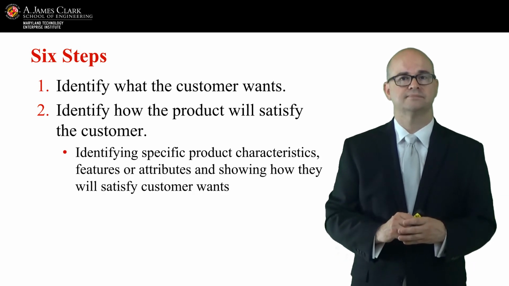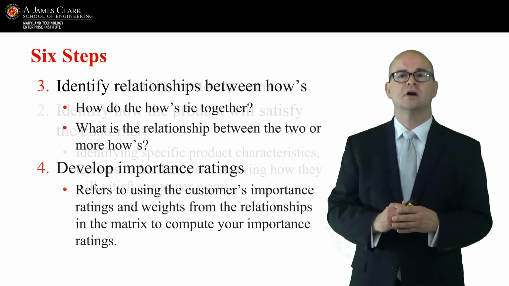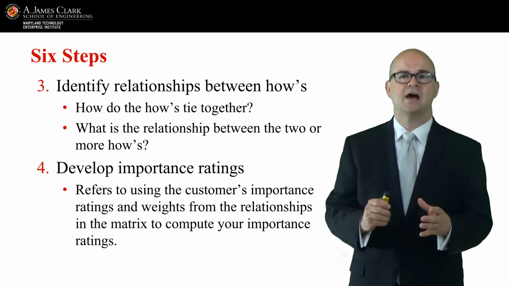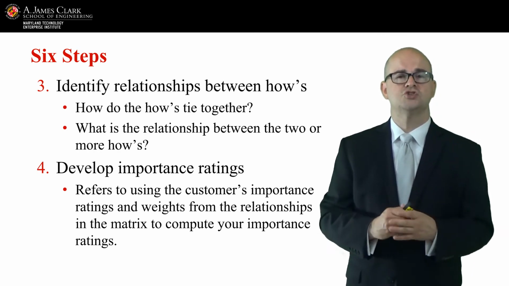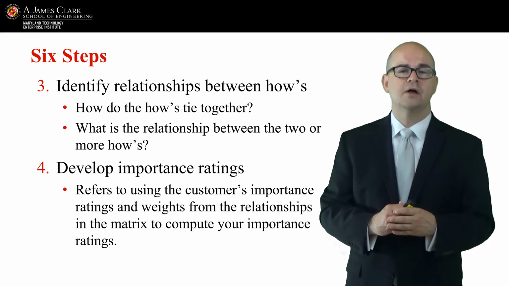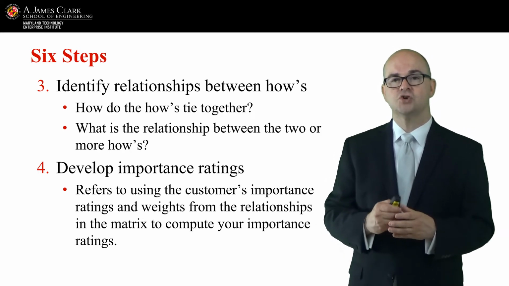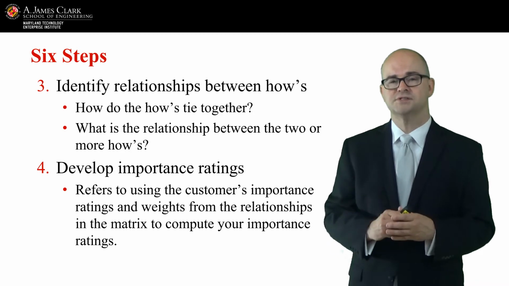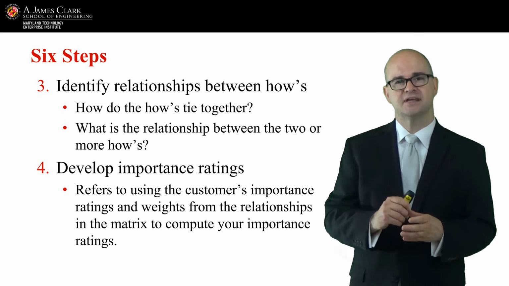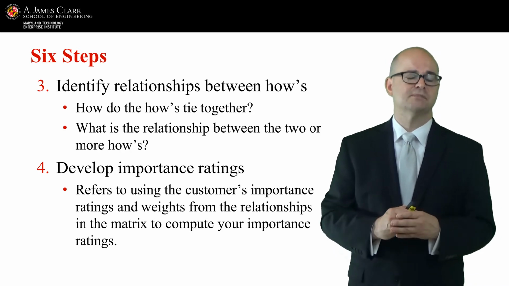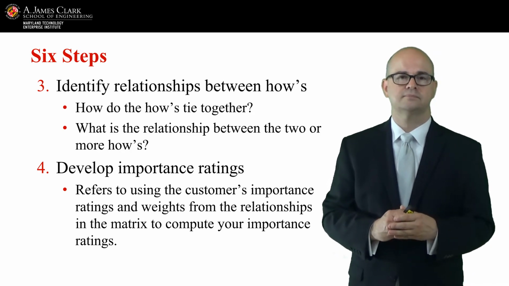So all the wants are served in this model, and you also don't have any unnecessary features that don't directly serve a want. The third step is identifying the relationships of the house. How do these things tie together? What's the relationship between two or more things? You might have a feature that serves multiple wants, or a want that could take 2 features to get served. So there's some mapping and understanding you have to do.